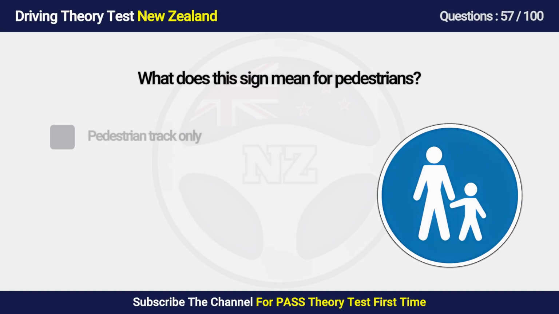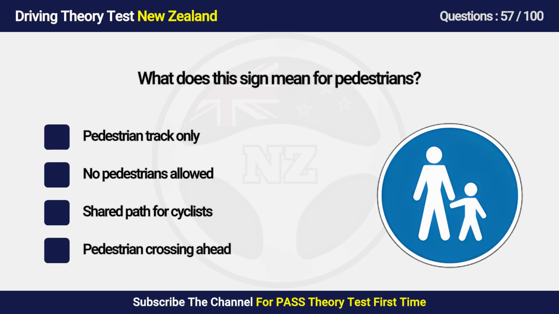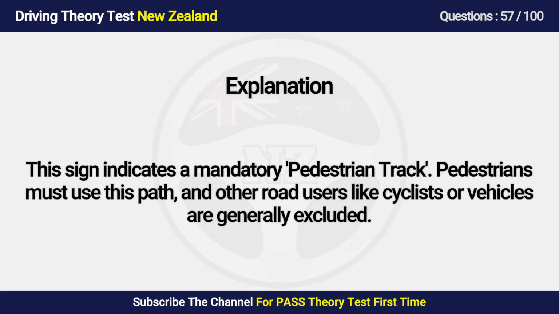Question 57. What does this sign mean for pedestrians? A. Pedestrian track only. B. No pedestrians allowed. C. Shared path for cyclists. D. Pedestrian crossing ahead. Answer is A. Pedestrian track only. This sign indicates a mandatory pedestrian track. Pedestrians must use this path, and other road users like cyclists or vehicles are generally prohibited.